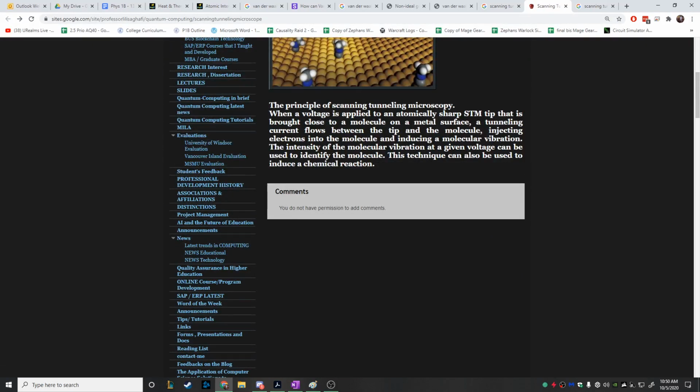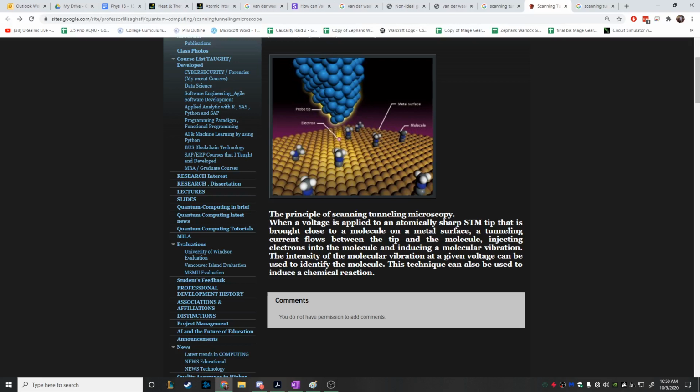The principle: when a voltage is applied to an atomically sharp STM tip that is brought close to a molecule on a metal surface, a tunneling current flows between the tip and the molecule, injecting electrons into the molecule and inducing a molecular vibration. The intensity of the vibration at a given voltage can be used to identify the molecule. It can also be used to induce a chemical reaction. When it says that a voltage is applied, it literally just means that you have a force.